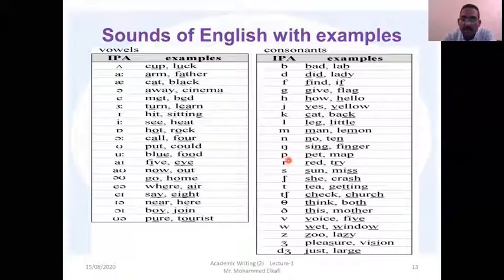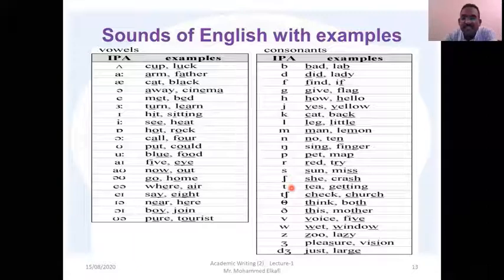Pa, ra, as in try. Sa, as in sun. This one is also different when you find S and H. The sound will be sha. So this is the form of the sound, sha. Crash, ship, she. When you find SH, the sound is like this.